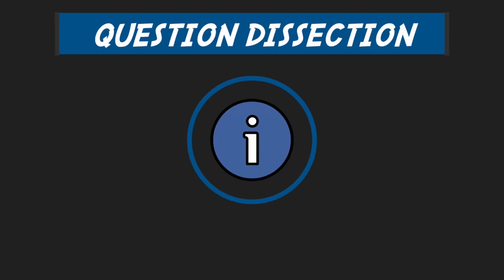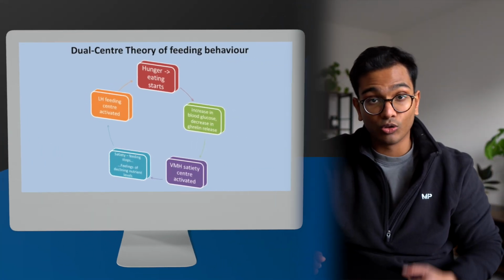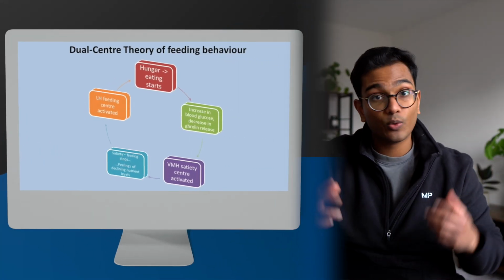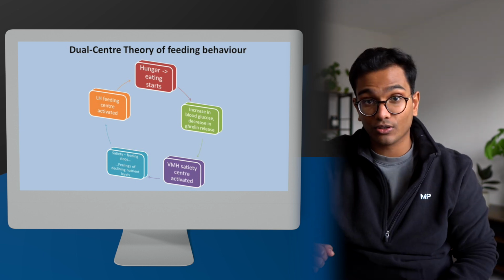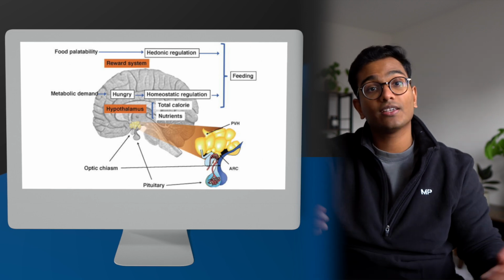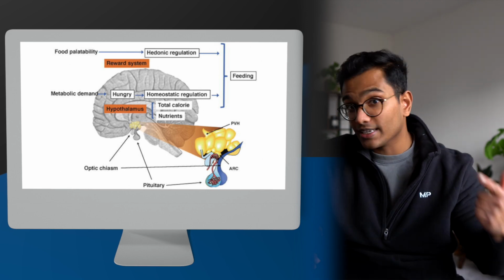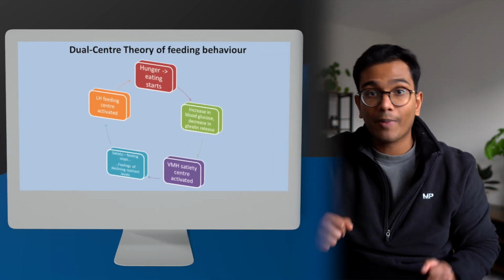Now let's look at each of these in turn using this example essay question. Discuss the evidence for the dual center model of feeding. To provide some context, feeding is controlled by hunger and satiety, which is the feeling of fullness. The brain uses these hunger and satiety signals to start and stop feeding. Of course, it's more complex than this, and things like motivation, incentive salience, and hedonism all play a factor in this. But let's stick to this simple mechanism for now.